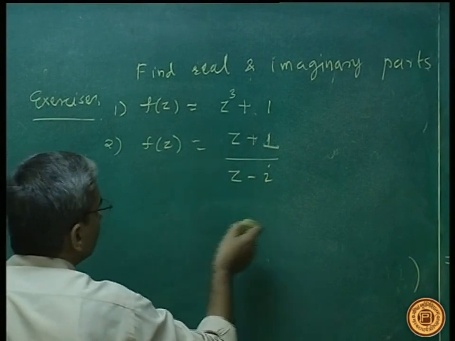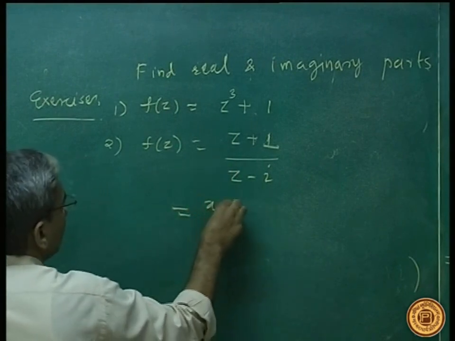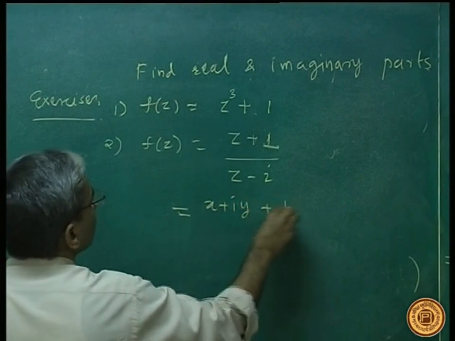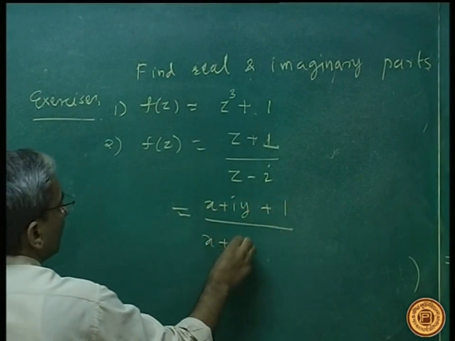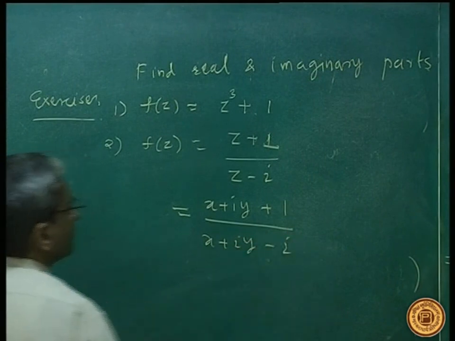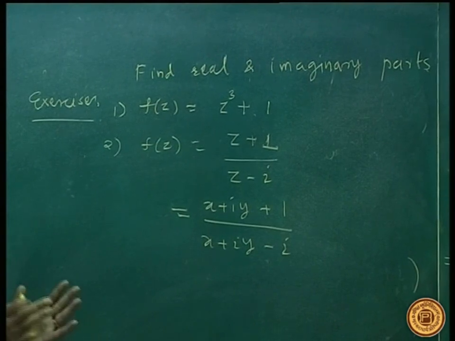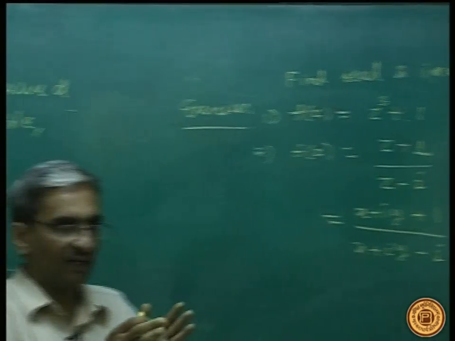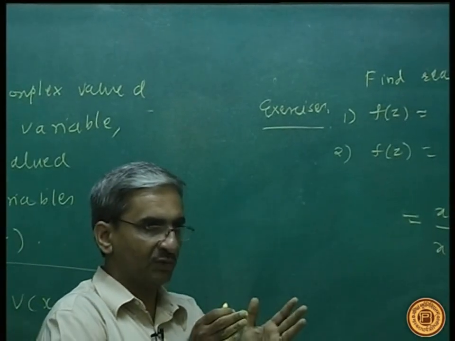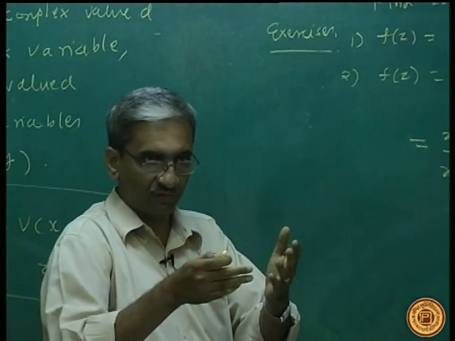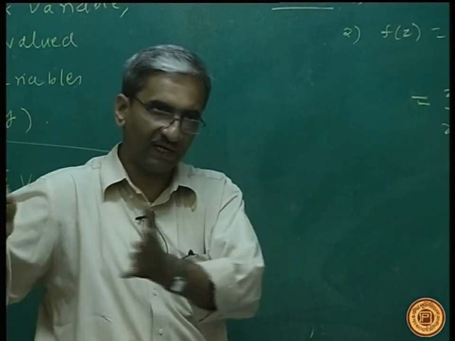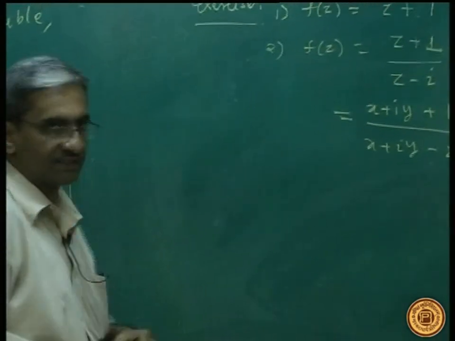So shall we do this? So let's do this. (x plus iy plus 1) upon (x plus iy minus i). Now how to proceed? We want to find the real part of f and the imaginary part of f. So you want some u(x,y), that is some function of two real variables x and y, plus i times some other function, like we have done in earlier cases.